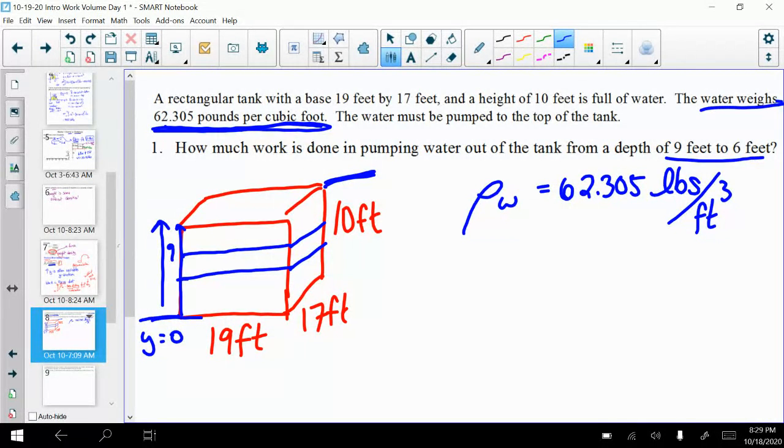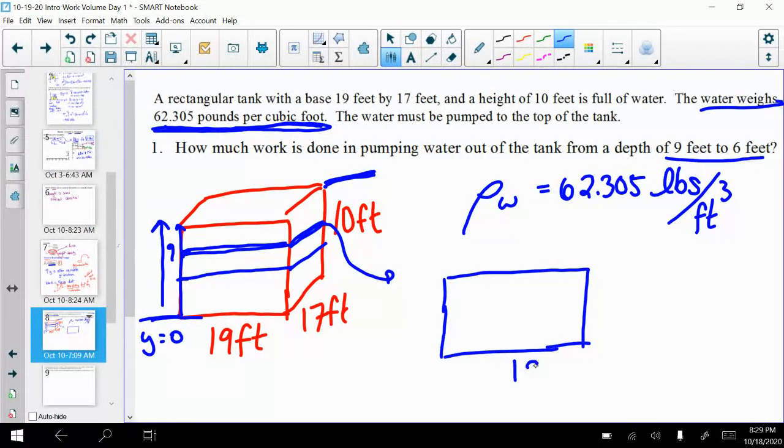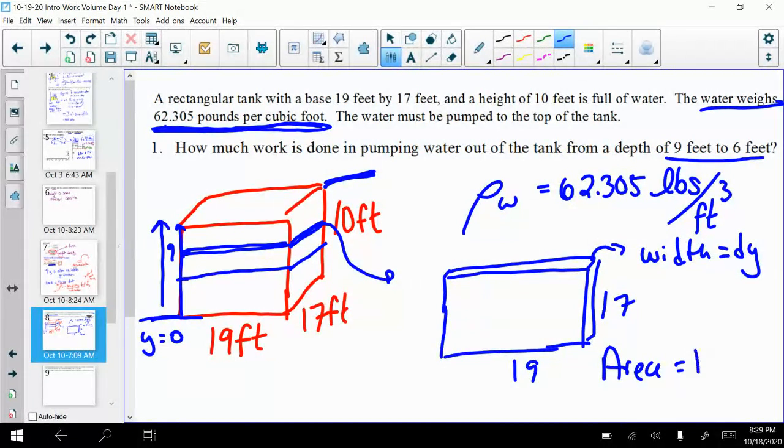So then what we're going to do is we want to do our rho times our area times our distance. Okay. So the area is like I take one tiny little thin slice out of here. Now this one tiny little thin slice is 19 by 17 with a width of dy. So the area of each little thing is 19 times 17, okay?